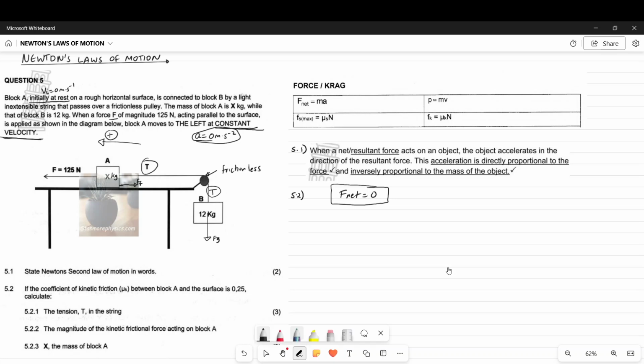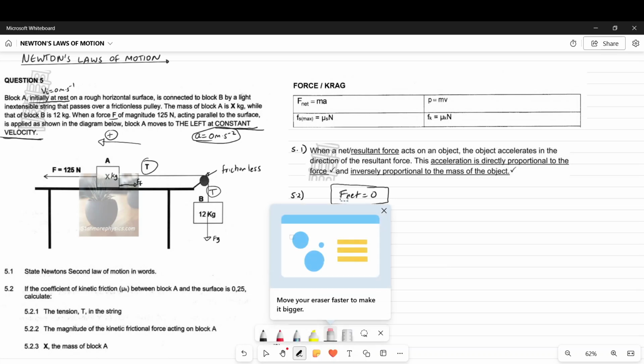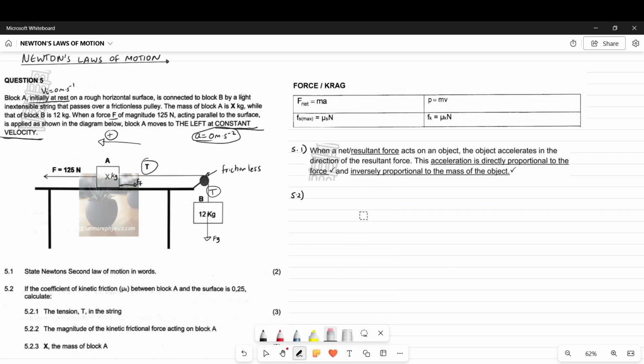The first thing you always do when you're trying to answer Newton's laws of motion questions is you need a free body diagram. It doesn't matter if the question asks you for a free body diagram or not. You need a free body diagram, because without one you won't be able to answer these questions. So let's have a look. We know this is the direction of the motion. It's moving to the left.